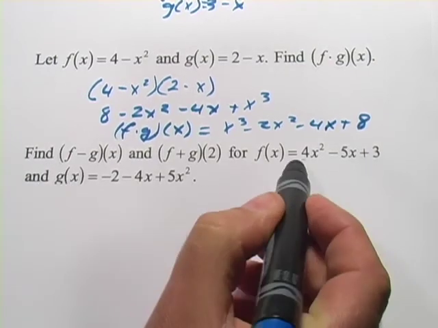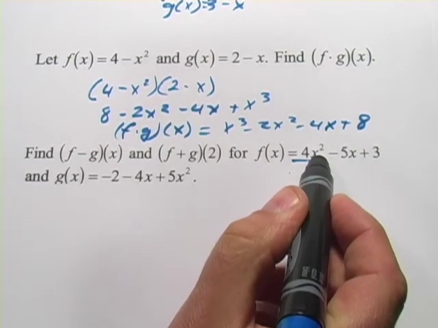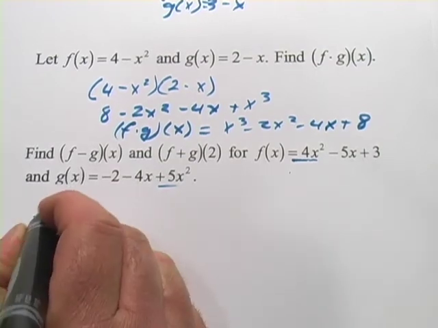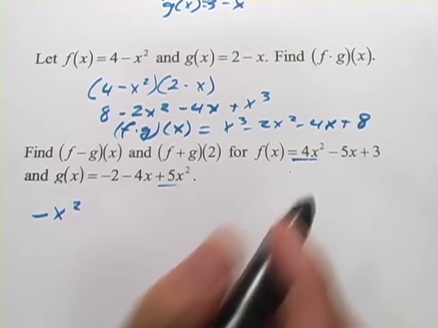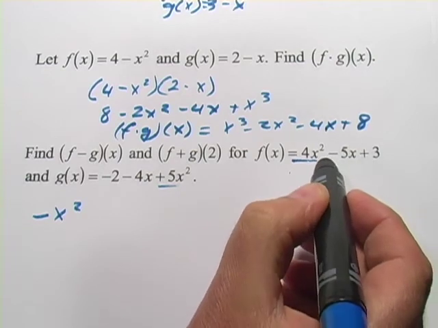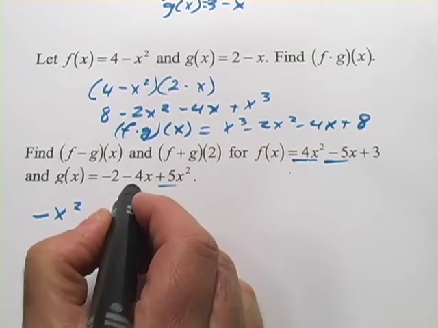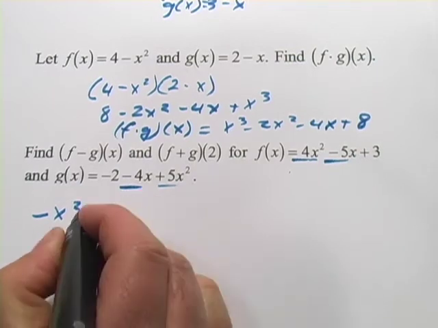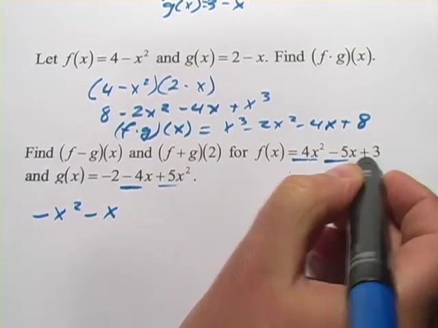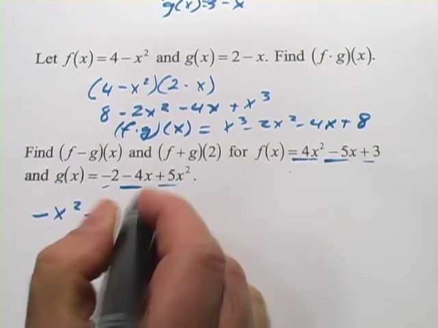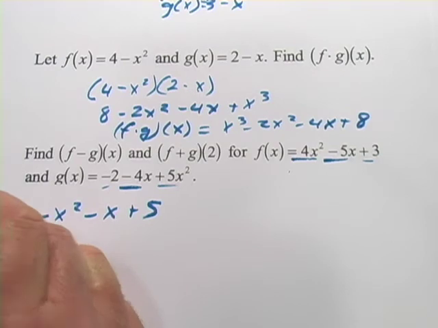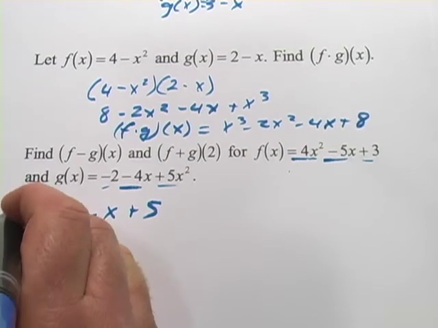F minus g. So let's take the x squared term. So that's 4x squared minus 5x squared, which would be a negative x squared. Let's go down to the x term. I've got a negative 5x minus a negative 4x. So it's negative 5x plus 4x, or just negative x. Then I've got 3 minus a negative 2, so that's actually plus 5. So this is f minus g of x.